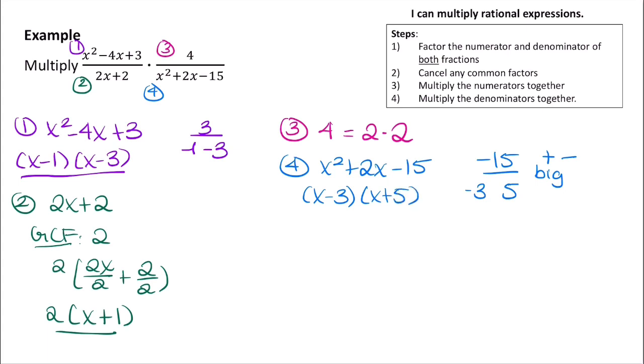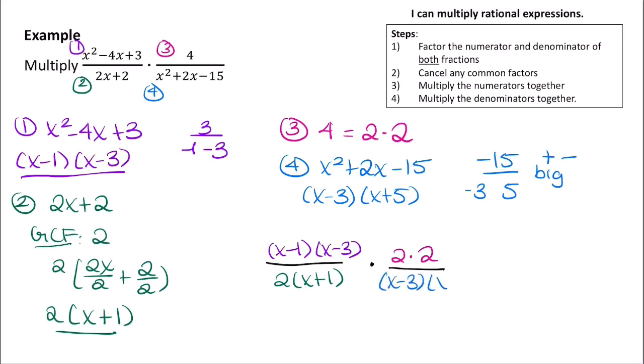So let's go ahead now and rewrite this multiplication in fully factored form. The first numerator is now going to become x minus 1 times x minus 3. The first denominator is going to become 2 times x plus 1. And then we're going to multiply that by the second numerator, which is 2 times 2. And that's over, let's see what we have, x minus 3 times x plus 5.